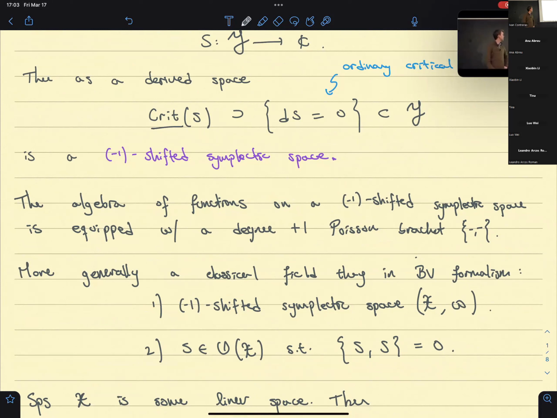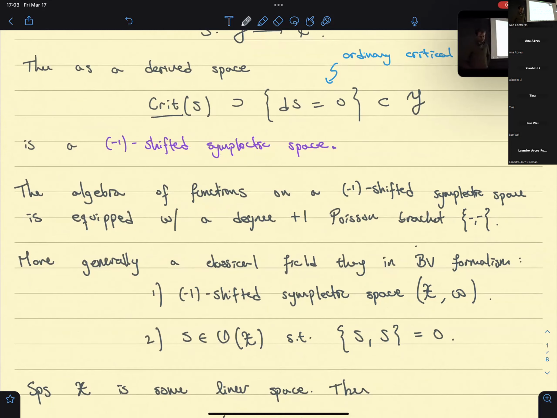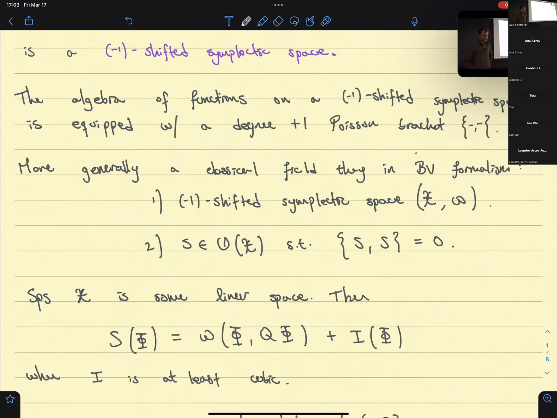So what's going on here is I'm describing a field theory in what's called the classical BV formalism. More generally, the data that you want to start with in this formalism is a shifted symplectic space X, which is playing the role of this critical locus, and an action functional S, just a function on X, which satisfies this equation. So it Poisson commutes with itself, which is a non-trivial equation here because of the shifted degrees. This is sometimes called the classical master equation.